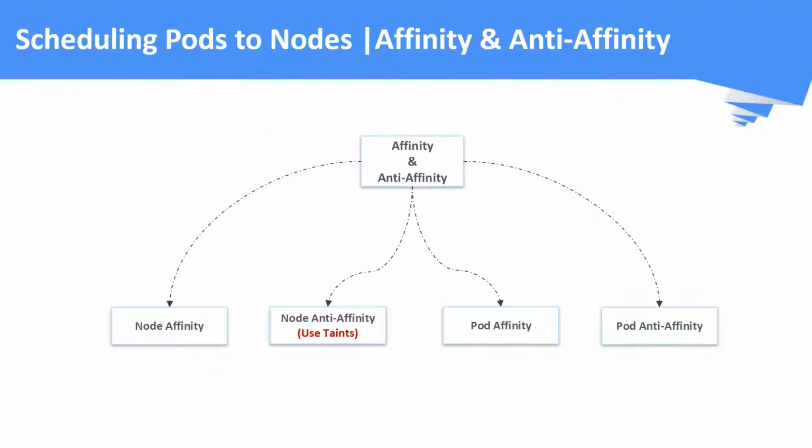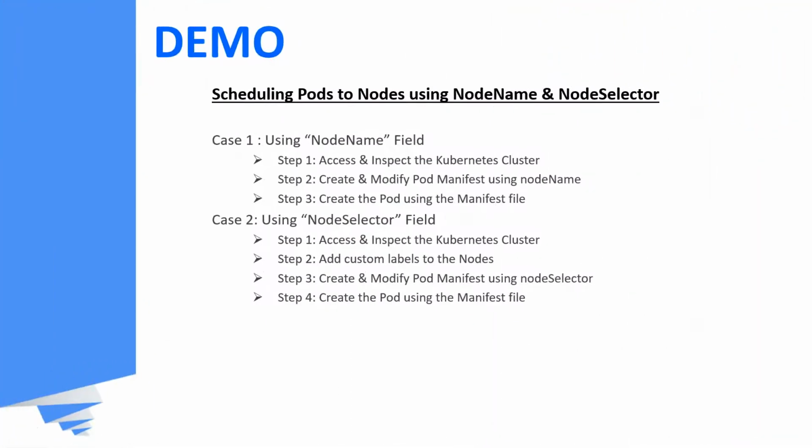The last method is using the affinity constraints. We will be discussing these topics in a separate video. Now let us see a demo on how to schedule the pods using node name and node selector constraints. Let us see the demo case by case.